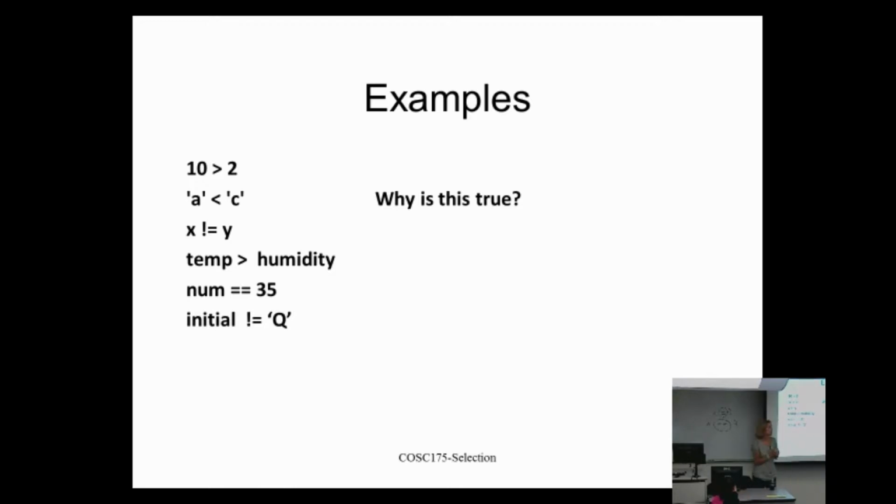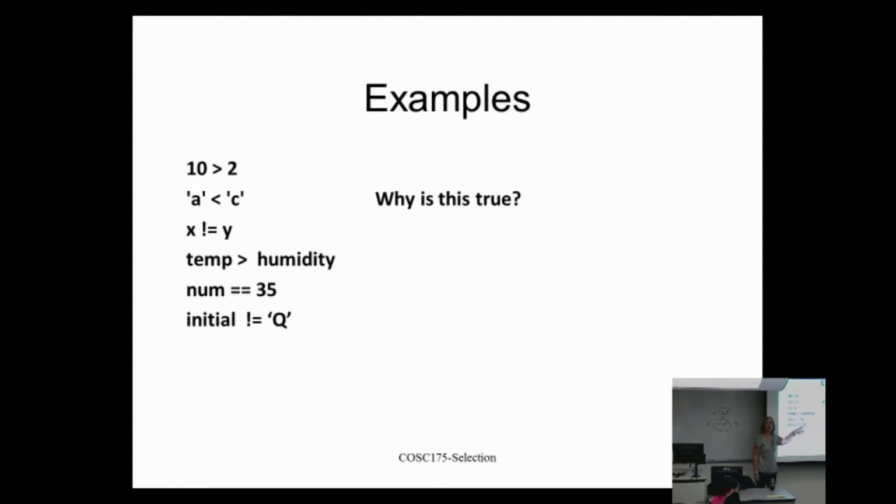Okay? Okay, x not equal to y is going to be true if those two values are not equal. Of course, these are more useful. Temp greater than humidity. Is num equal to 35? Initial not equal to q. What do the single quotes around the q mean? Character. So that means that initial is a character type, and it says is initial not equal to the ASCII value of q.